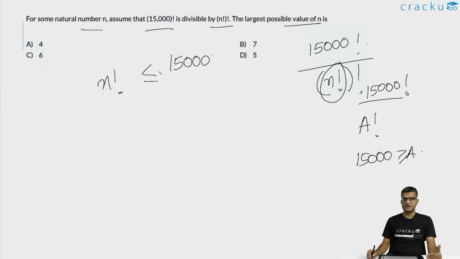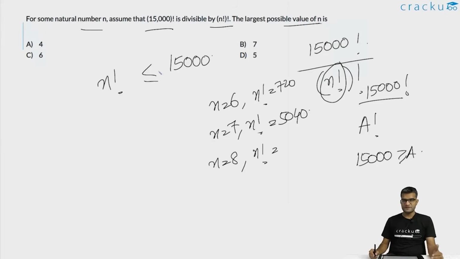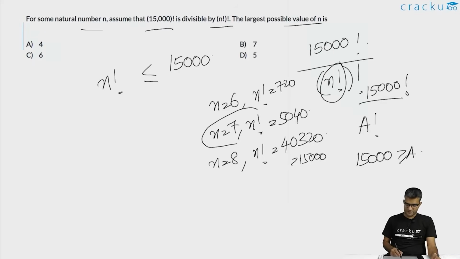What is the largest possible value of n for which this is true? When n is equal to 6, n factorial is equal to 720. When n is equal to 7, n factorial will be equal to 720 into 7, which is equal to 5040. When n is equal to 8, n factorial is equal to 5040 into 8, which is 40,320. This is greater than 15,000. So, the maximum possible value of n is 7, which is option B.